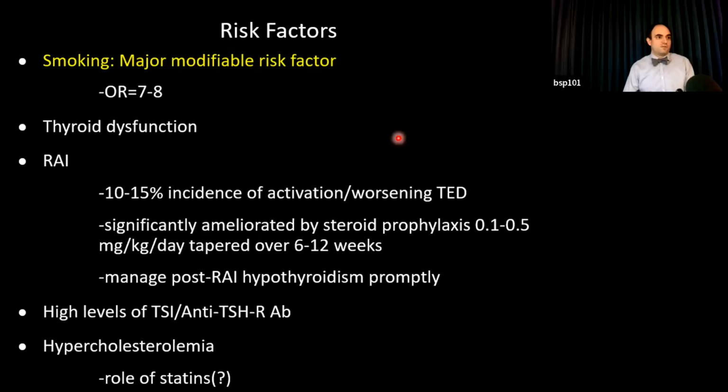A marker of high likelihood of active disease is high levels of thyroid stimulating immunoglobulins or thyroid receptor antibodies. And there's been some interesting literature on the role of hypercholesterolemia. There's actually been a small randomized controlled trial that looks at the effect of atorvastatin on the effectiveness of steroid treatment for active TED.